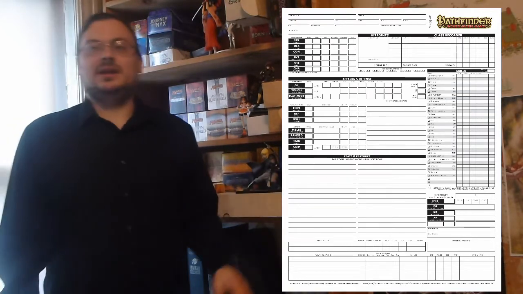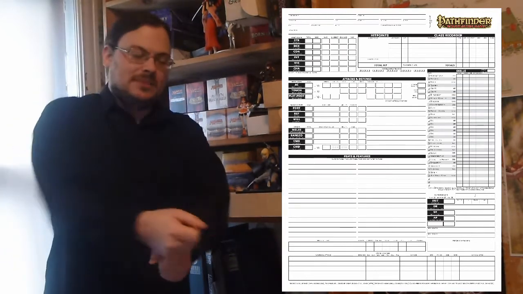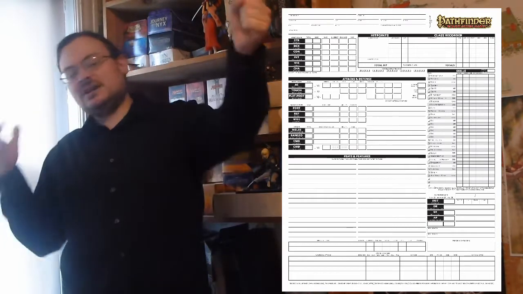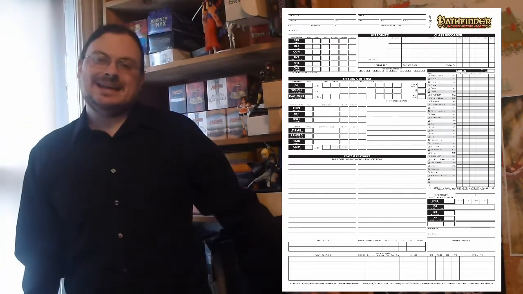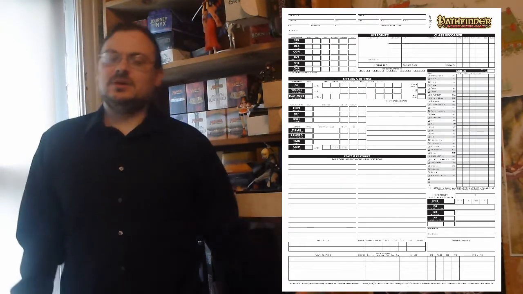Now the melee would be you add your strength. That's how you hit with a melee weapon. Ranged would be you add your dex. That's how you hit with a ranged weapon. Those are those numbers. CMD, CMB.